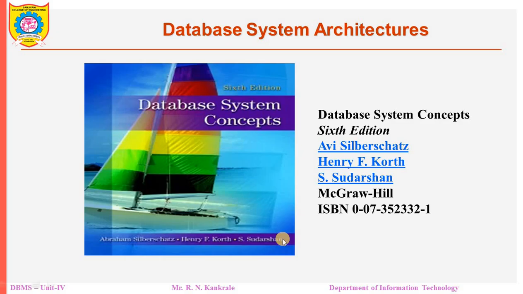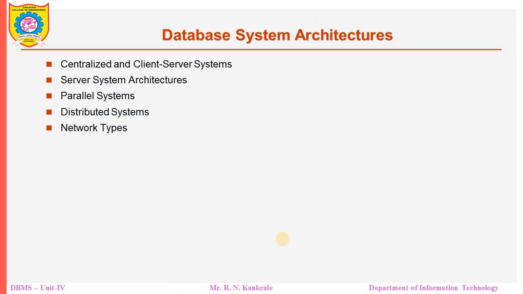We are learning about database system architectures. We are using the book Database System Concepts, 6th edition, written by Silberschatz, Korth and Sudarshan, published by McGraw-Hill. The outline of this topic, database system architecture, is that we will learn centralized and client-server systems. We will learn server system architectures, parallel systems, distributed systems, and network types.